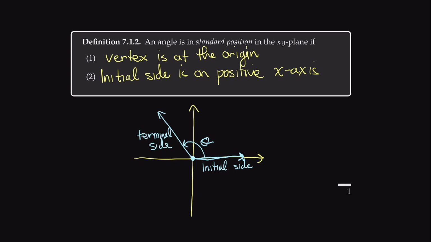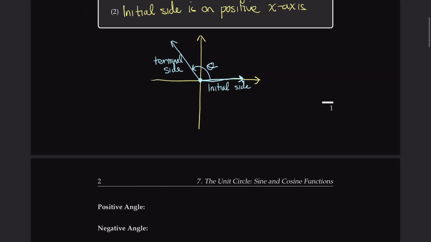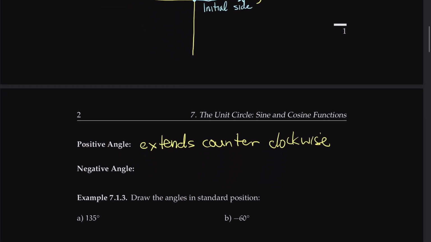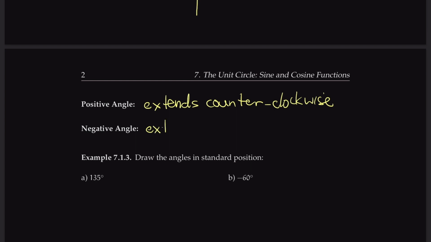Okay, as I just barely mentioned, a positive angle is going to be one that is rotating starting from the initial side counterclockwise. So it extends counterclockwise. Okay, and then a negative angle would then extend clockwise, and we'll look at some examples of this.